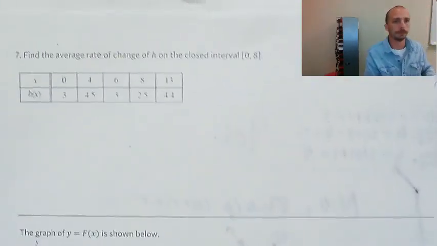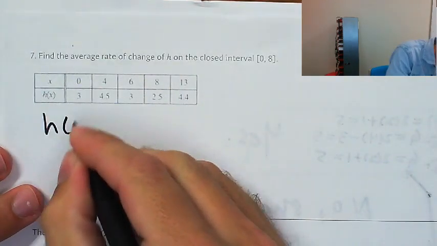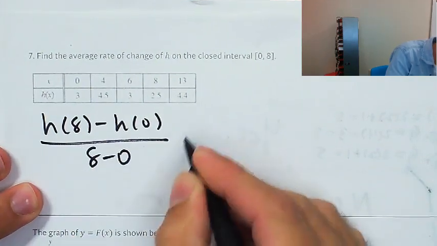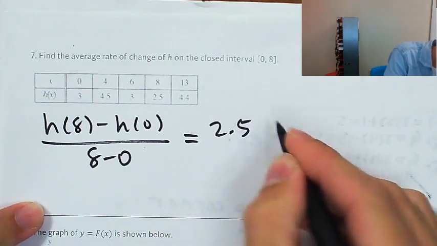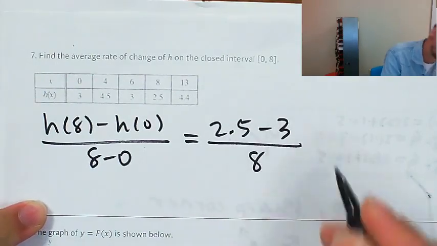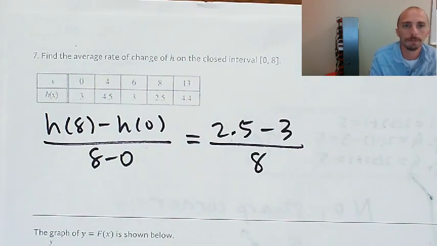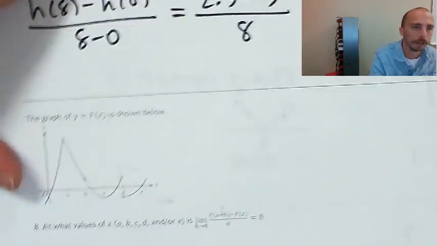So on to the back, another average rate of change question. We love these, right? Because we know it's h of 8 minus h of 0 divided by 8 minus 0. We're just going to plug in these numbers from the table. What could be better? So that's 2.5 minus 3 over 8. Done, right? You can simplify that. I think that's -1 over 16, but don't, right? Just stop there.